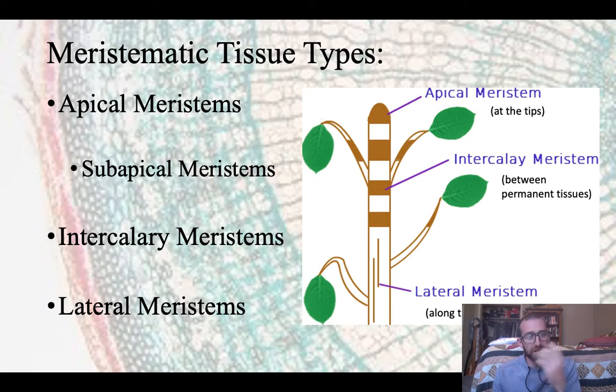So we're going to look at each one of these, and I'll also talk about subapical meristems. They're a special type that's not found in all plants, I believe. Or if they are found in all plants, they're more common and important in some particular types that we'll look at. It's actually a good question.